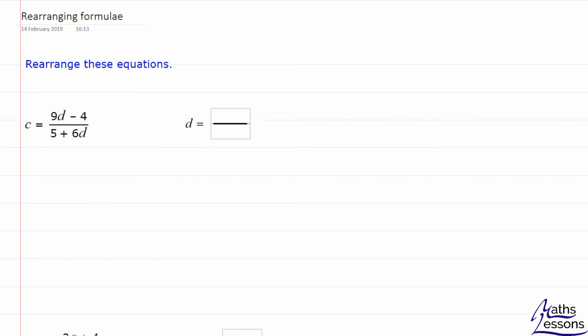Right. Okay, so what we do is first of all get rid of the fraction. So we've got c times by 5 plus 6d on the left hand side. So we times by this on this side and times it by the other side as well. And that gives us 9d minus 4. Now we want to multiply out the brackets.